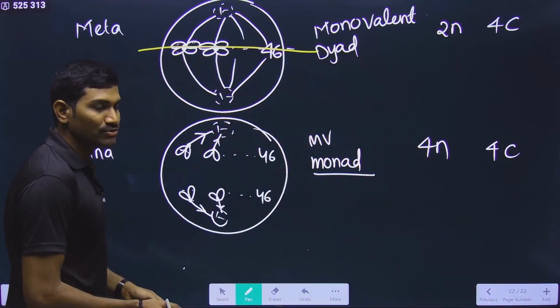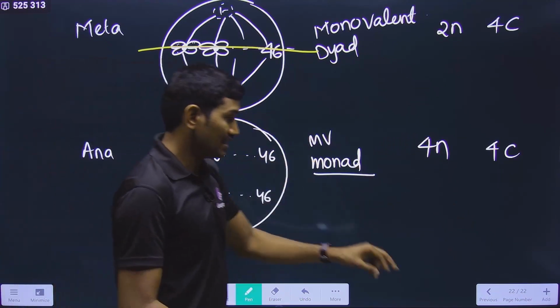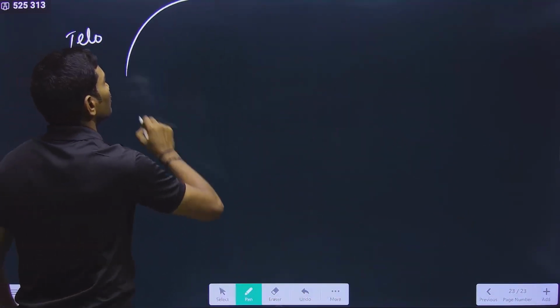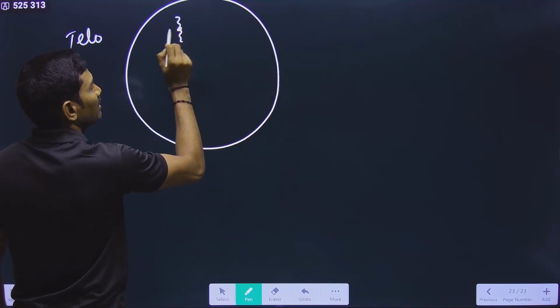In the next telophase, what happens? The single chromatids, now they will become again thread-like structures. So observe carefully. Telophase. In the telophase, what are we saying? So here on this side, one side, now they are becoming thread-like.